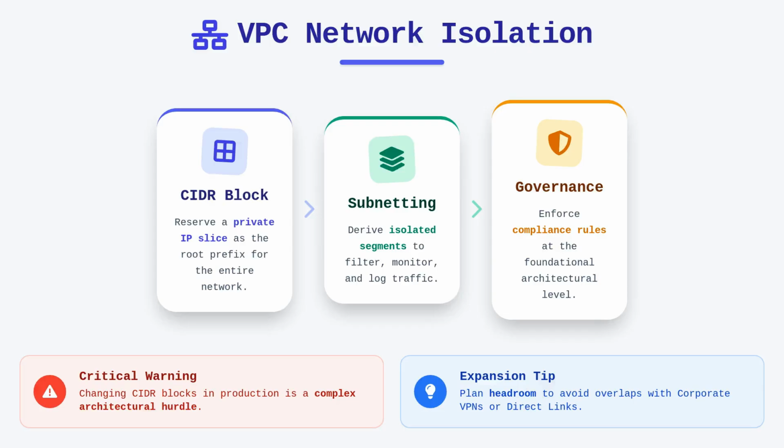By segregating these resources into their own isolated spaces, you ensure that traffic can be filtered, monitored, and logged according to your specific compliance requirements. Every resource that gains a presence inside your VPC must adhere to the rules defined at this foundational architectural level.